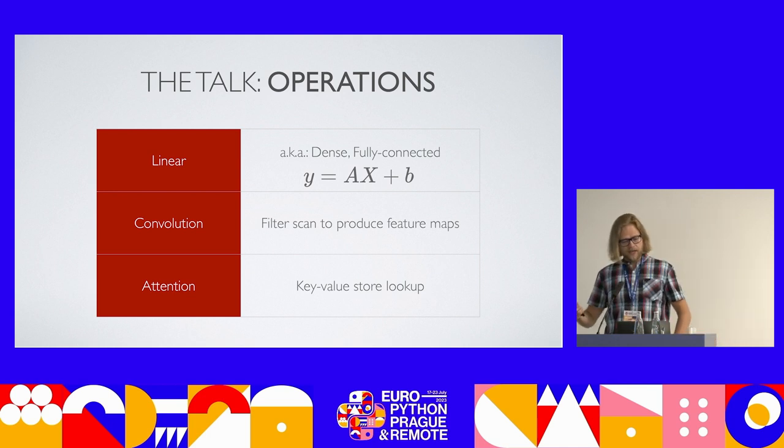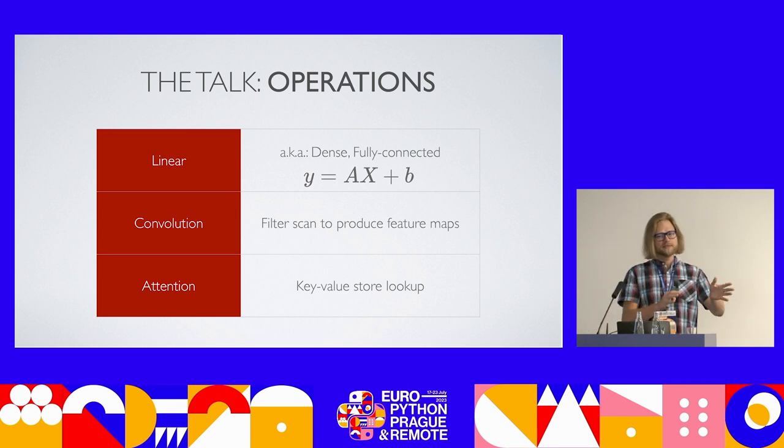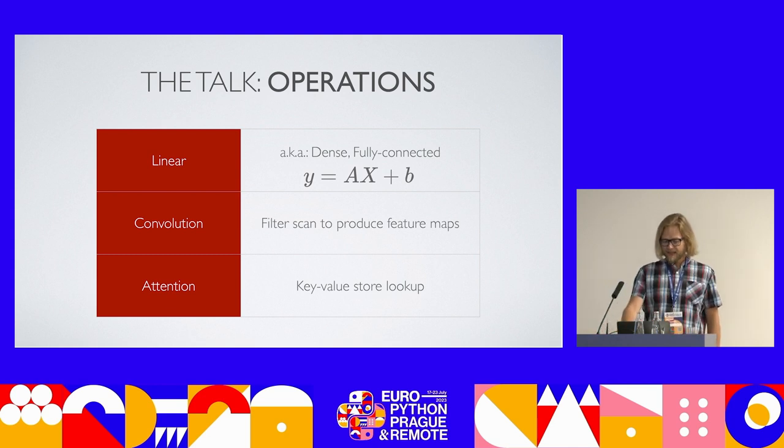And attention, I will get back to later as well, but you can think of it roughly as a key value store lookup. So you have some database, and you're looking for entries in the database. That's what attention does in very, very general terms.